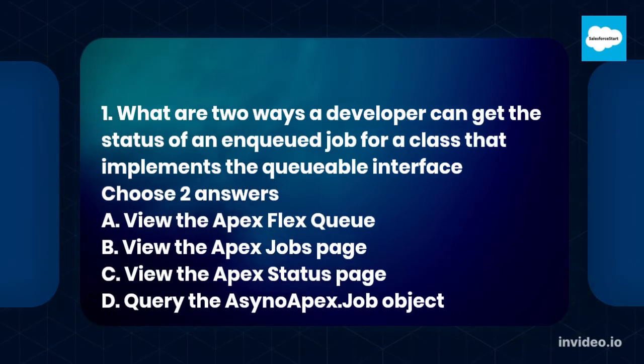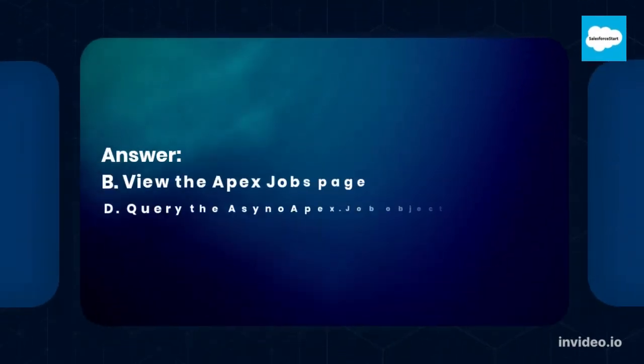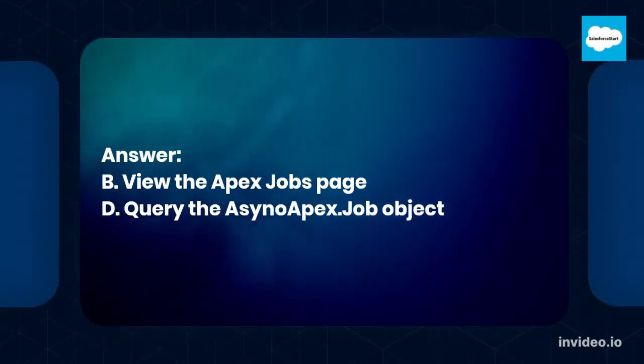1. What are 2 ways a developer can get the status of an enqueued job for a class that implements the Queueable interface? Choose 2 answers. A. View the Apex Flex queue. B. View the Apex Jobs page. C. View the Apex status page. D. Query the AsyncApexJob object. Answer. B. View the Apex Jobs page. D. Query the AsyncApexJob object.